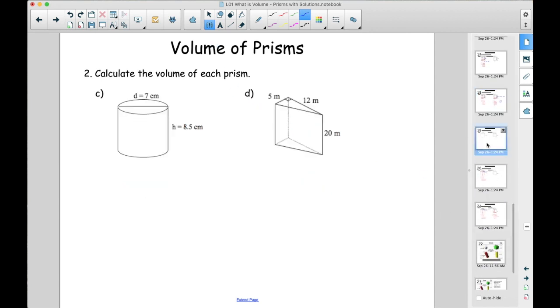All right, next slide. You're now going to find the volume of this one. I'm going to pause so that you can do the work. I'm recommending, of course, that you do pause.